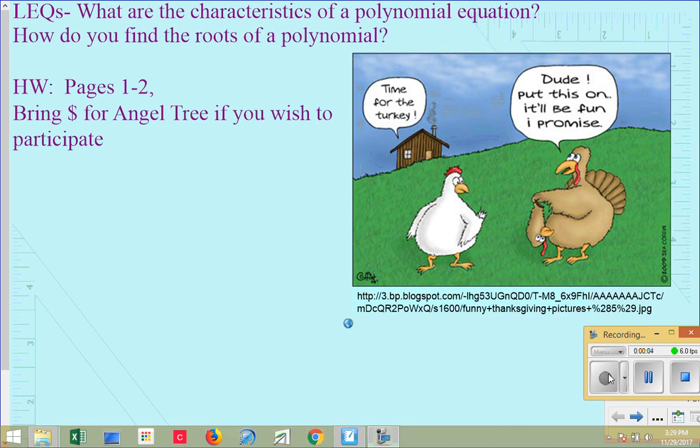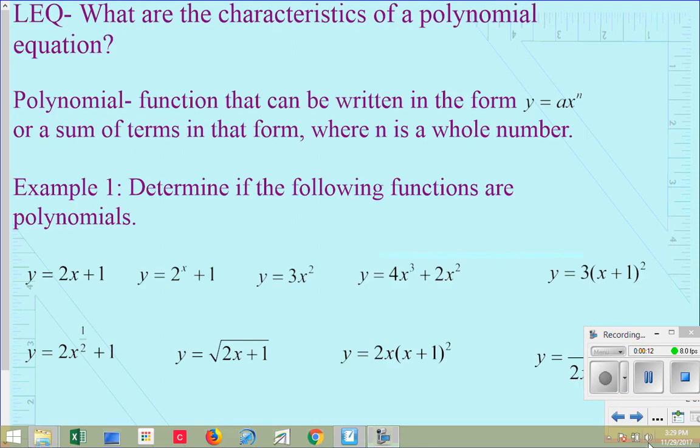Today is day 1 of Unit 5, so we started Unit 5 today. We just got right into the lesson for today. So go ahead and copy this into your notes. So we have our definition of a polynomial.